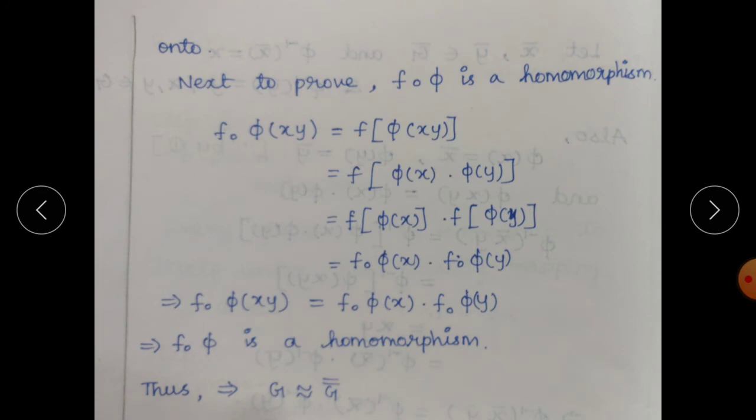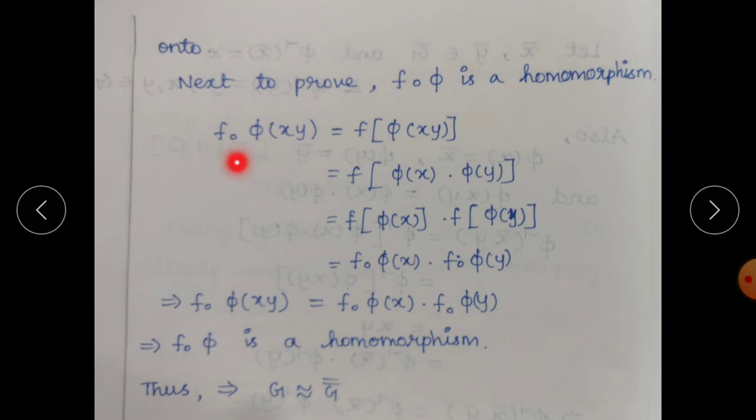Next we have to prove that F composite phi is a homomorphism. Since F is a homomorphism and phi is also a homomorphism, and one to one and onto, F composite phi being one to one and onto will be easily proved. The only remaining thing is to show that F composite phi is a homomorphism. That is, we have to show that F composite phi of xy is equal to F composite phi of x into F composite phi of y.